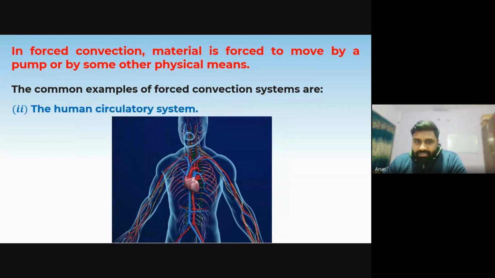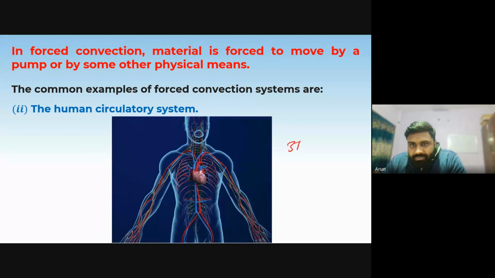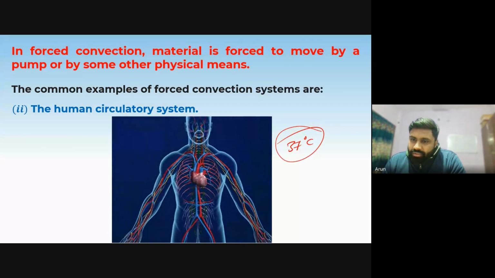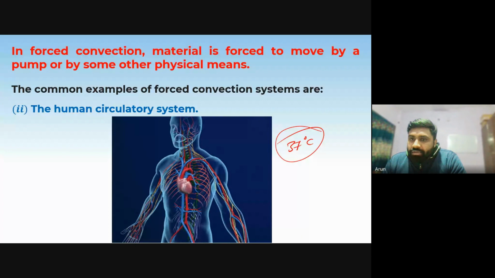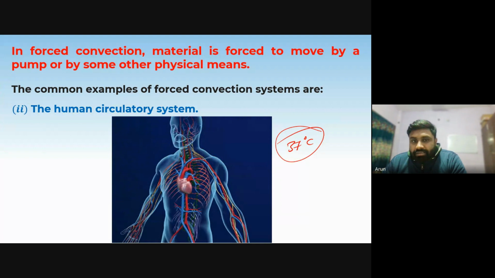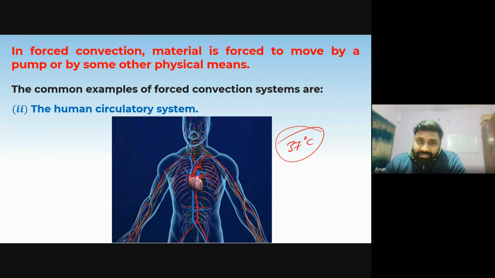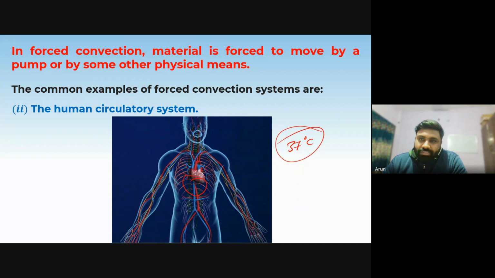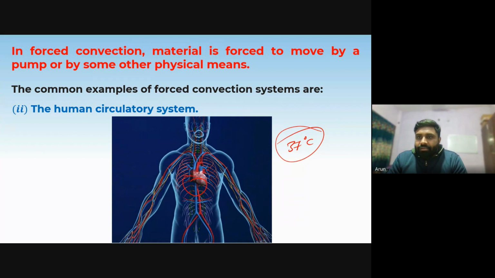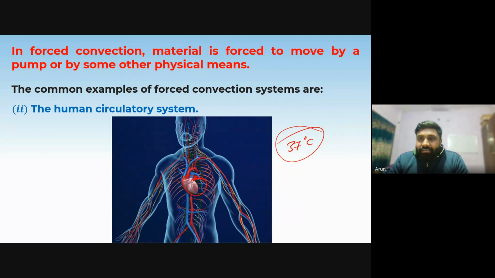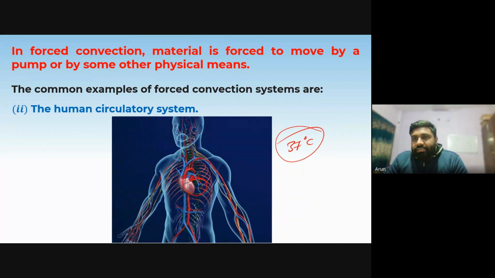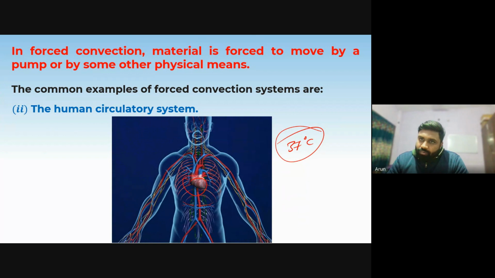And the human circulatory system: your body is at a temperature of 37 degrees Celsius. Why is it possible? It is possible because of the circulation of blood. Now, who is circulating this blood? Our heart. Our heart is a pump. This pump is forcefully supplying blood to our body. So we can say this is happening because of forced convection. The process going on is termed forced convection.